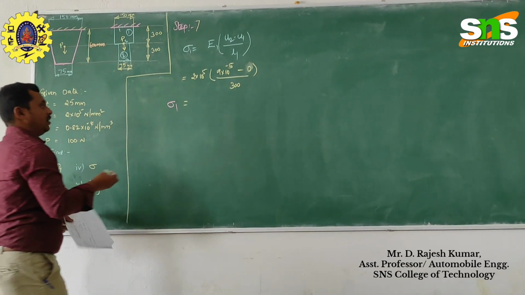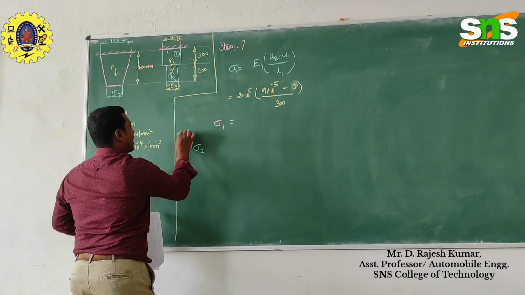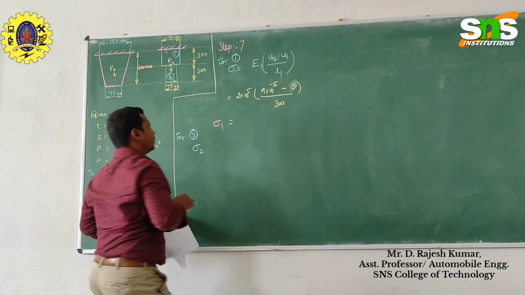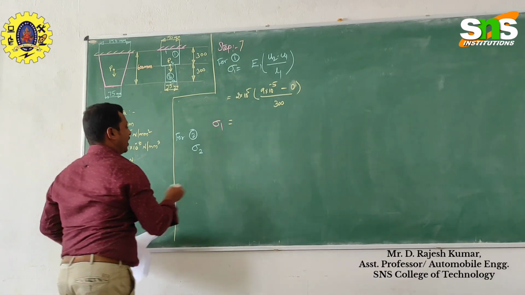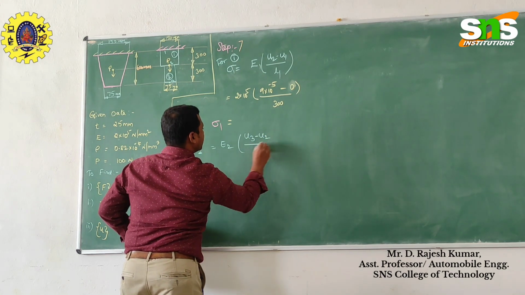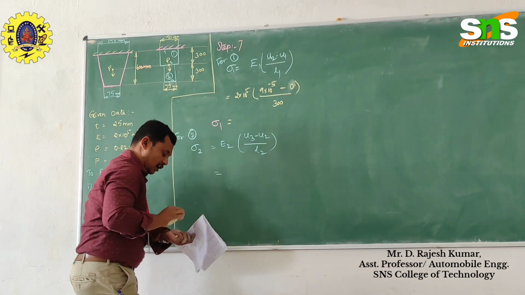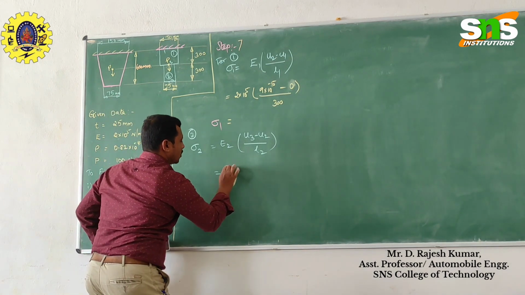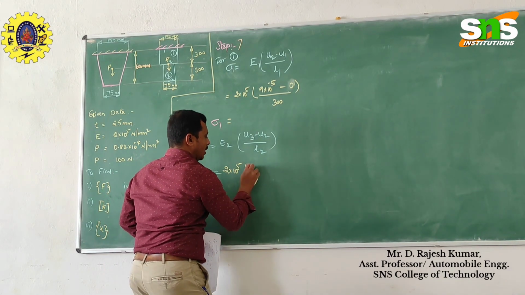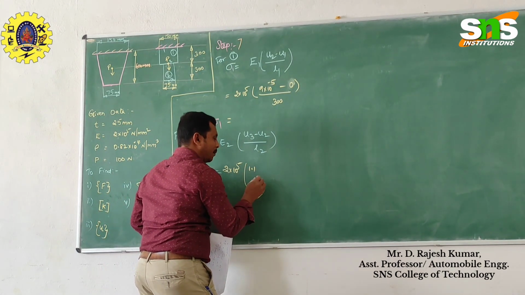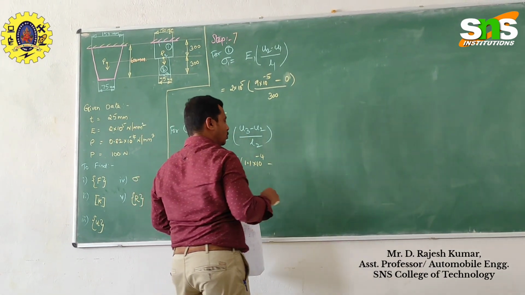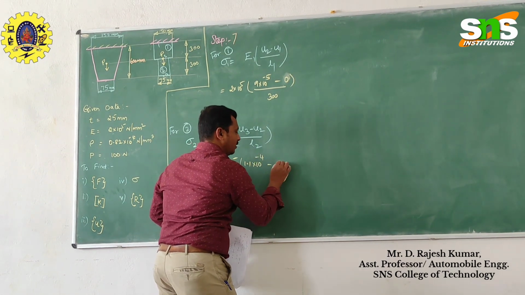Similarly, you have to find sigma 2, that is the stress for element 2. That was for element number 1. Element 2 is E2 into U3 minus U2 divided by L2. We substitute the values. E is 2 into 10 power 5. What is U3? 1.1 into 10 power minus 4. What is U2? 9 into 10 power minus 5.